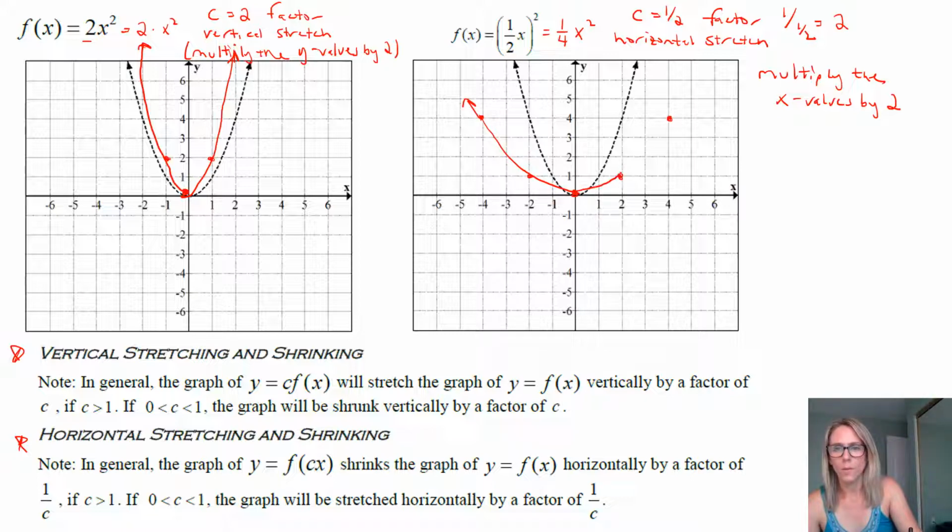And so you can kind of see what's happening here with this horizontal stretch. So, you know, the easiest way to think about it is obviously just either a multiplication of the y values by the factor or a multiplication of the x values by the factor, depending on whether you have the vertical or the horizontal stretch or shrink.